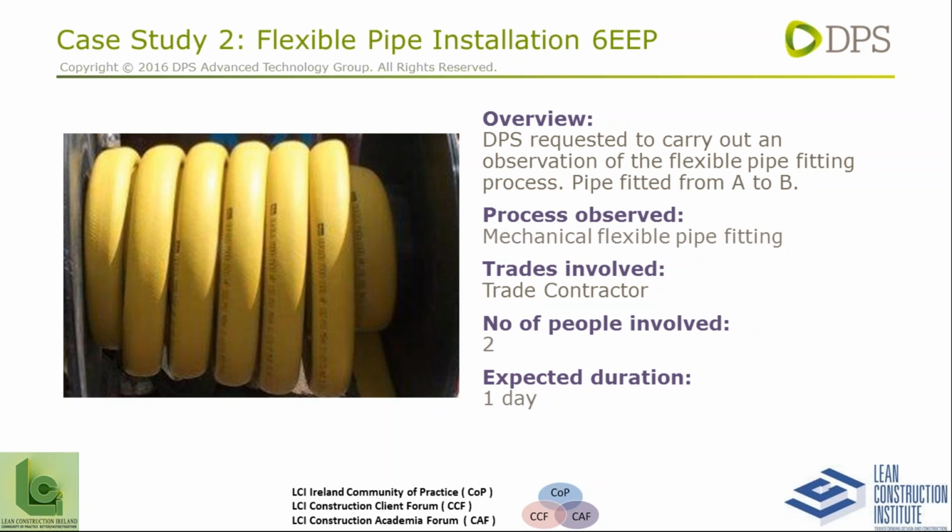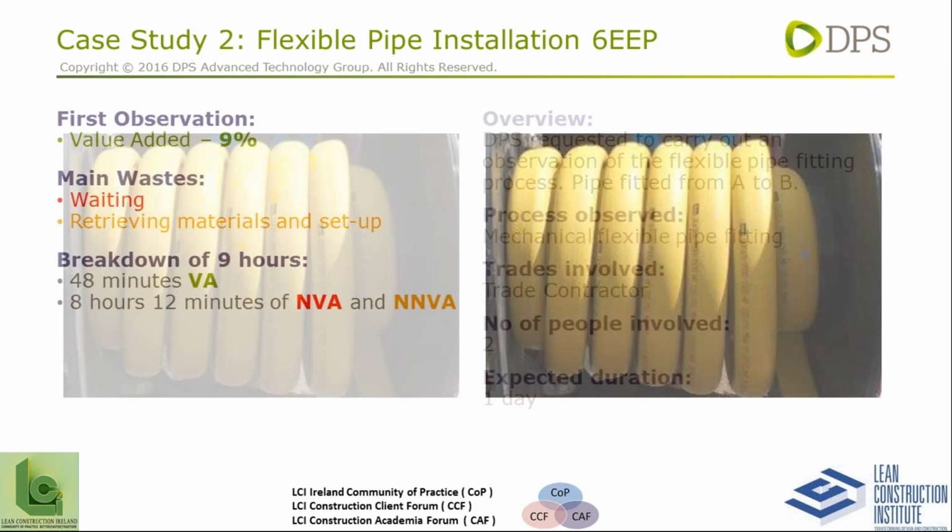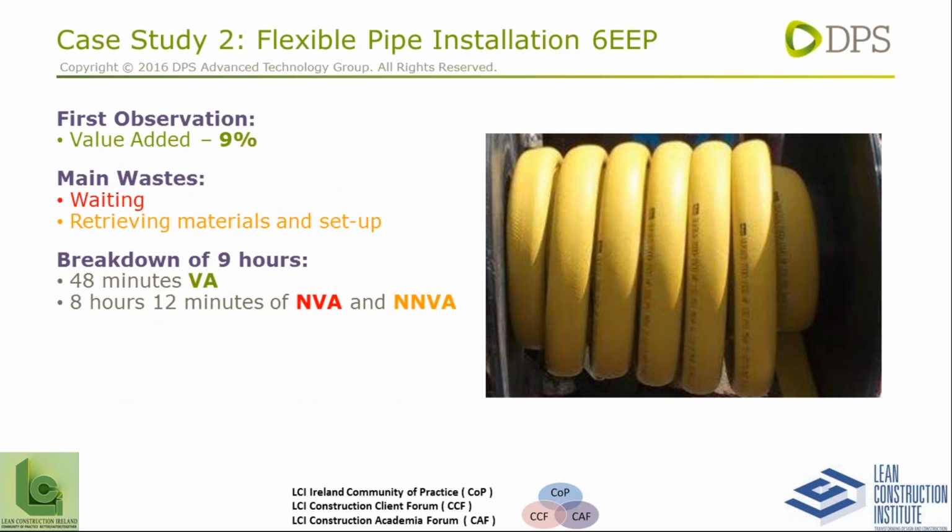Our second case study is a mechanical case study on flexible pipe installation. The overview of this is that DPS were again requested to carry out an observation on the flexible pipe fitting process. The pipe has been fitted from location A to location B. It was done by a trade contractor with 2 people involved. The first observation yielded a value-added percentage of 9%, and the main wastes were waiting, retrieving materials, and setup, very similar to the first one, although the reasons why were completely different.